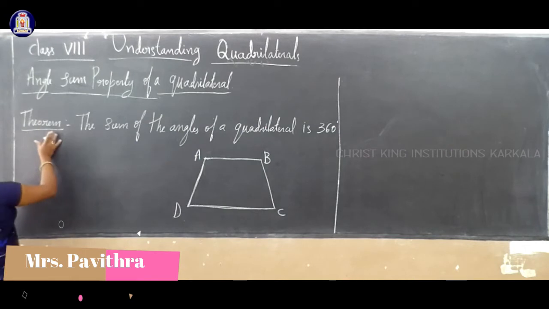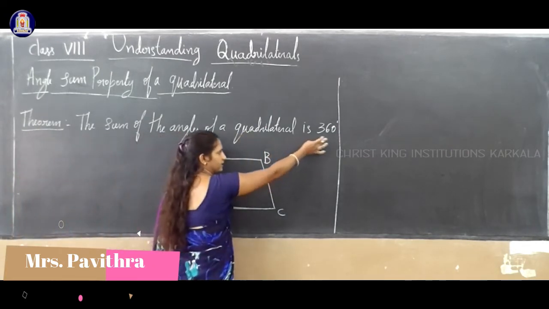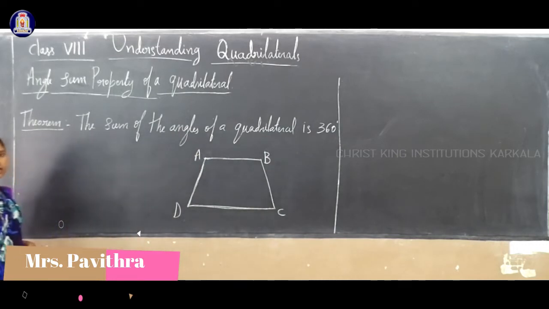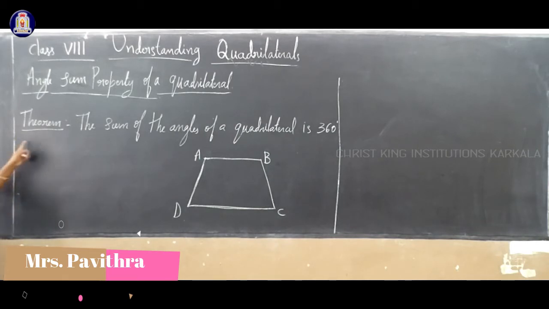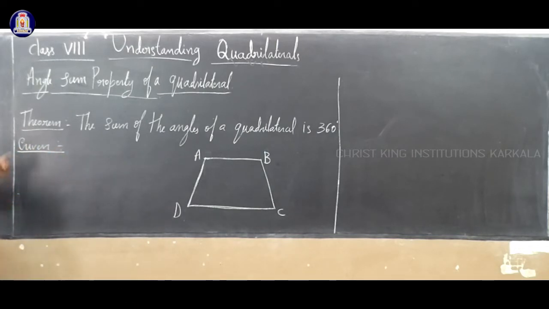The statement says that the sum of the angles of a quadrilateral is 360. Now you have to write the proof. Why is it 360? How is it 360? We get the proof. So first you have to write down what is given. This is the procedure: if any theorem is given, you first write what is given in the statement.